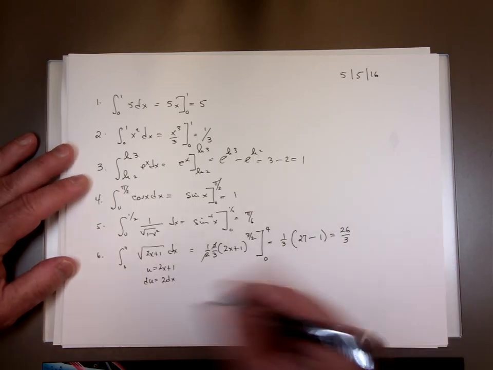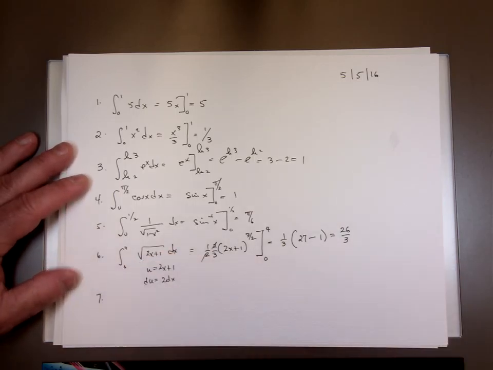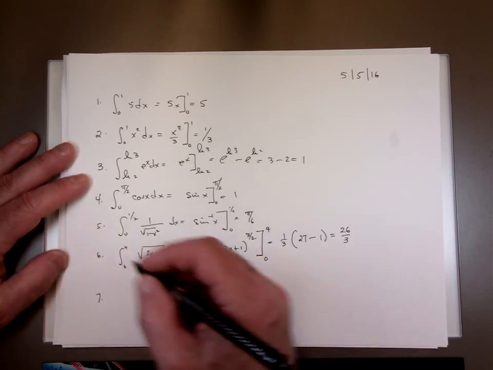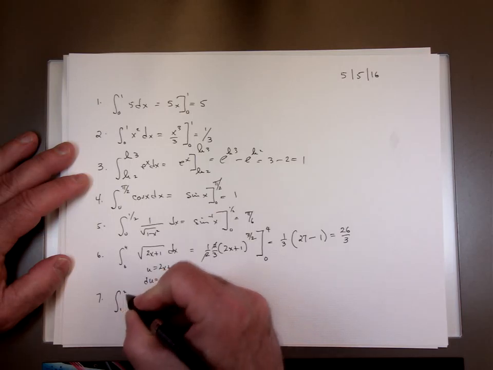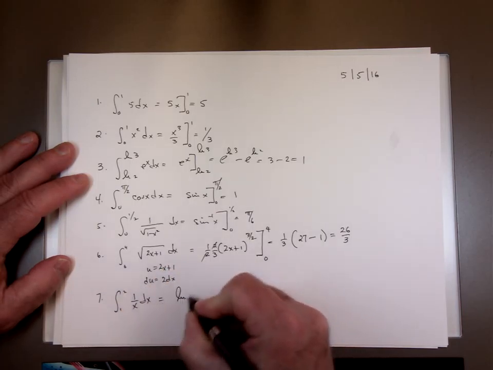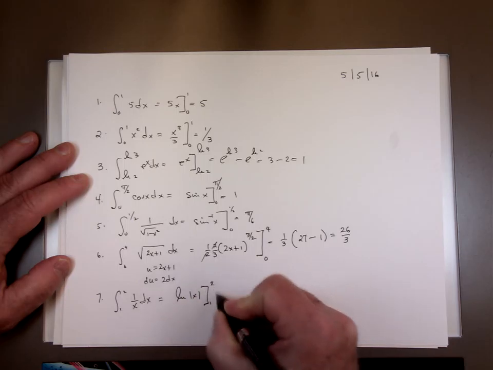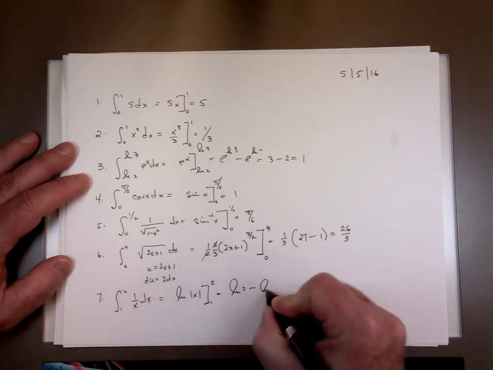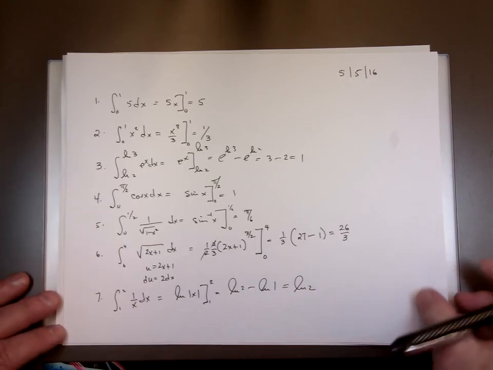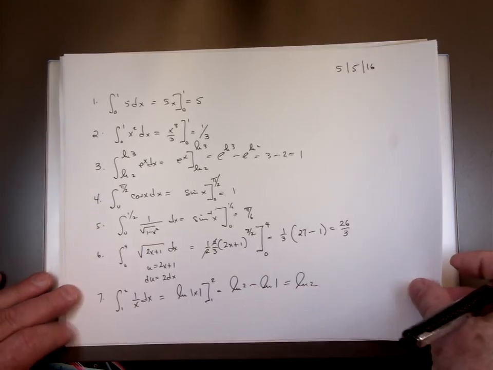7. 1 to 2, 1 over x dx. That's a natural log, absolute value of x. That's natural log of 2 minus the natural log of 1, which is the natural log of 2, because the natural log of 1 is 0.